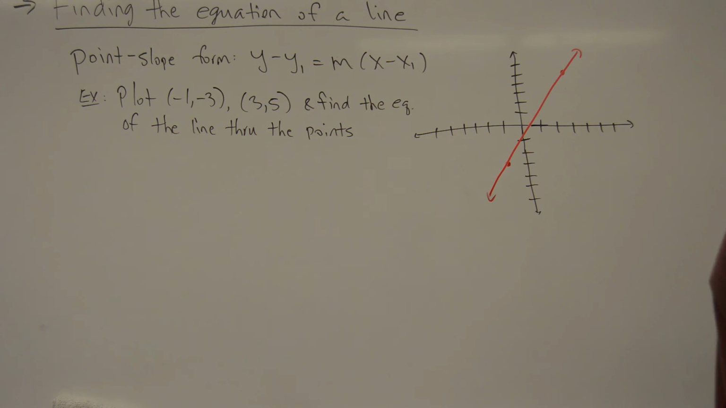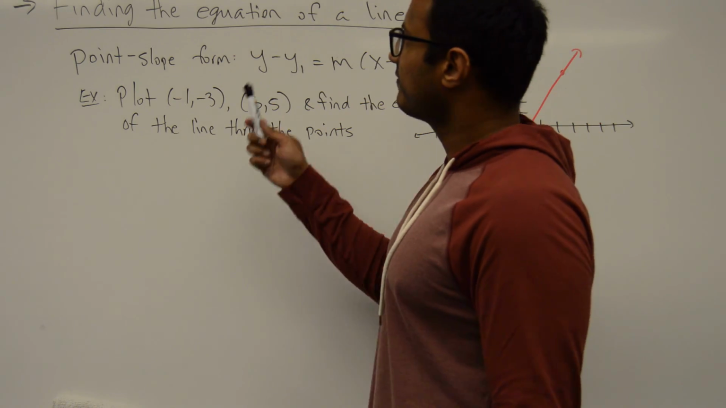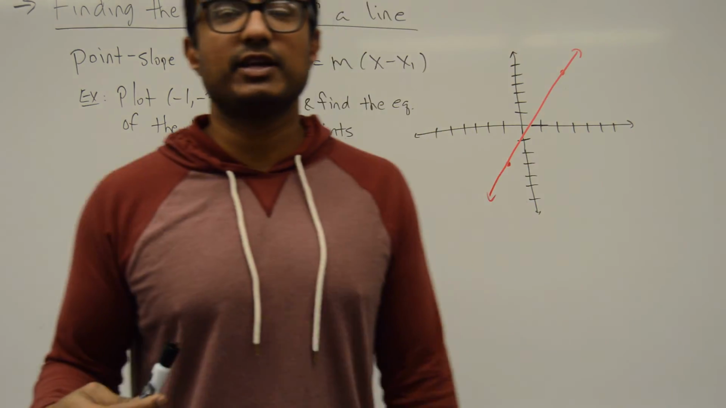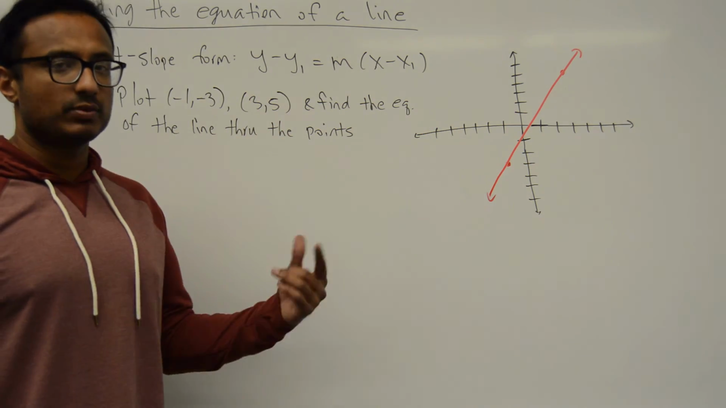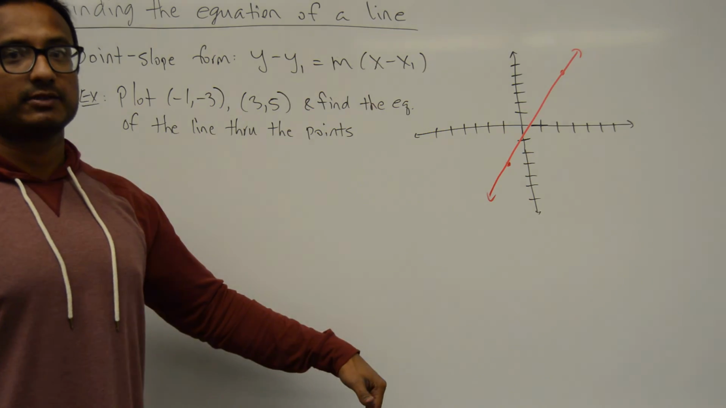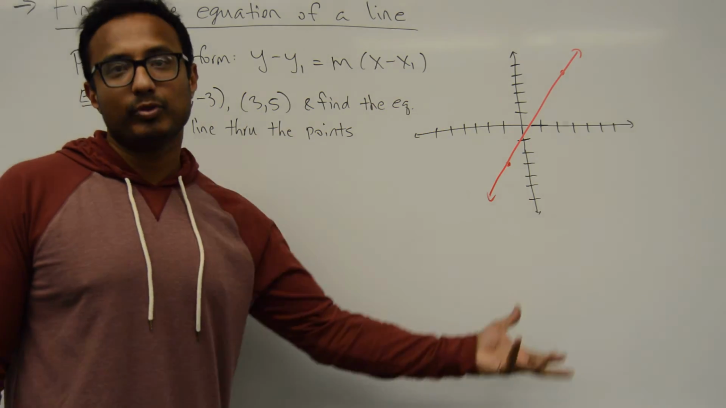All right, so in this topic, we're going to be finding the equation of a line. Previously, we were given the equation of a line and we either found the x and y intercept or we graphed it. Okay, but this time we're going to be going backwards. We have to come up with the equation of the line.